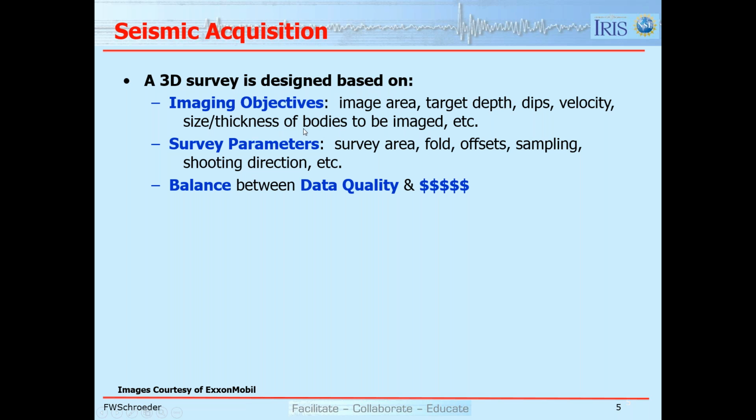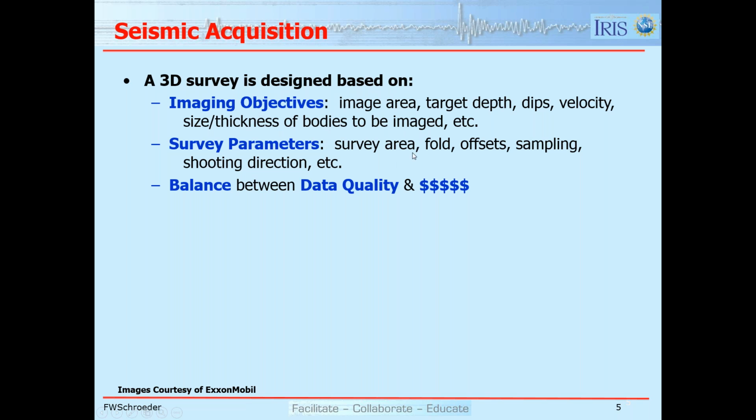So maybe we are exploring for fluvial channel sands. And so are those sand bodies 1 kilometer wide and 500 meters thick, or are they wider or narrower? Are they thicker or thinner? Those imaging objectives control what the survey parameters are.